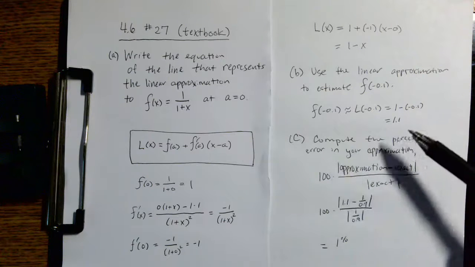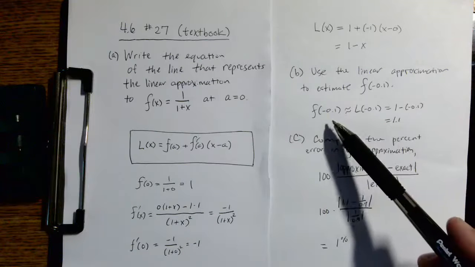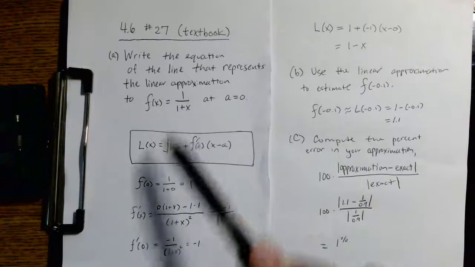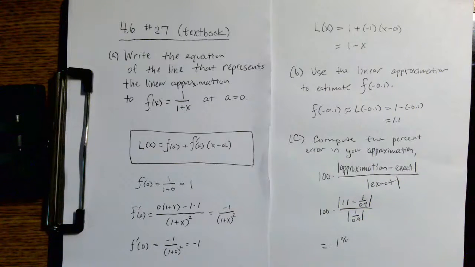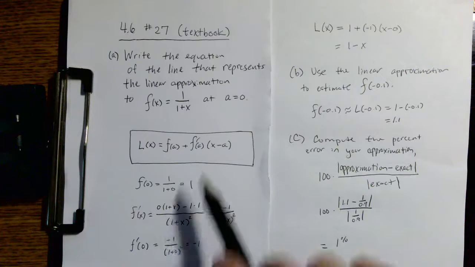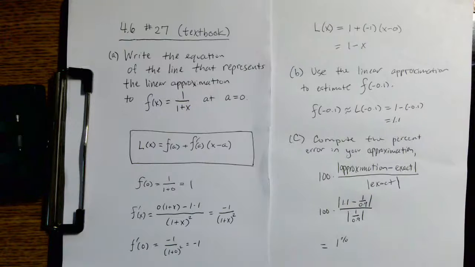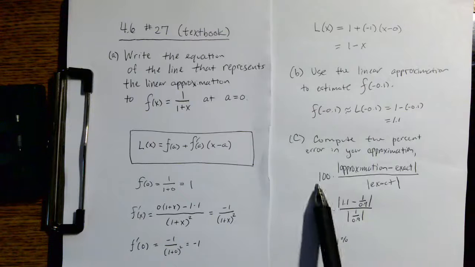Now you might say, well, why don't I just plug in negative 0.1 to f in the first place? And of course, we could certainly do that. The point of this is just to see that if, for whatever reason, we want to use a line because it's a simpler type of function than the original, then what's the best line to do that? And how good is the approximation? That gets at what part C says: compute your percent error in your approximation, and they give us this formula.